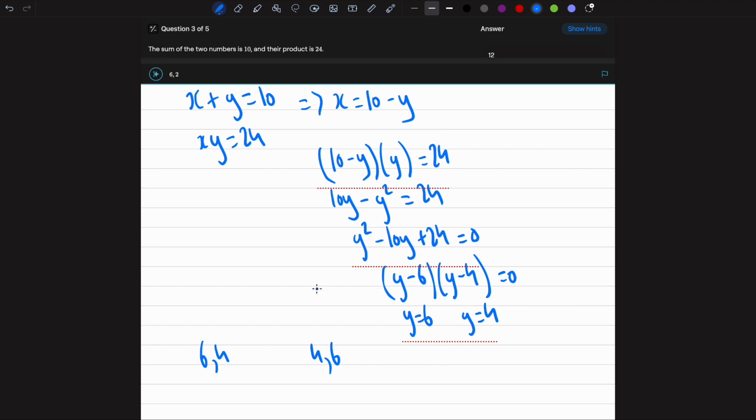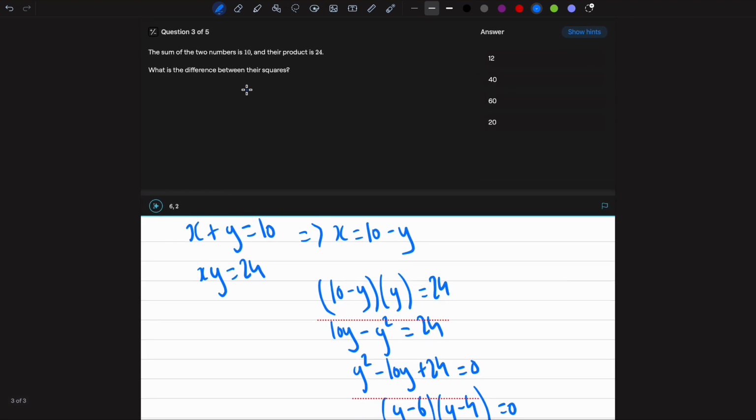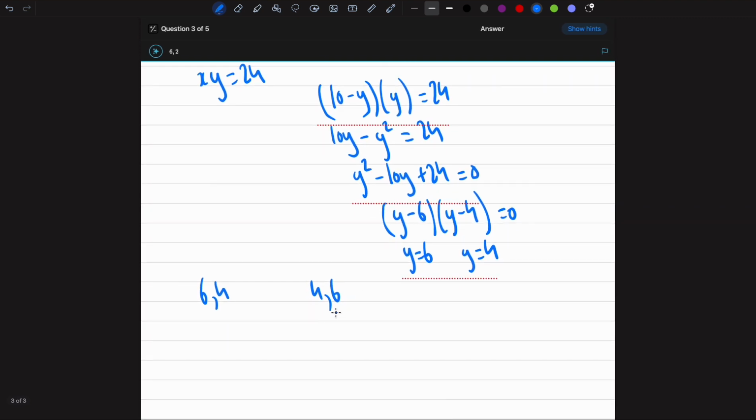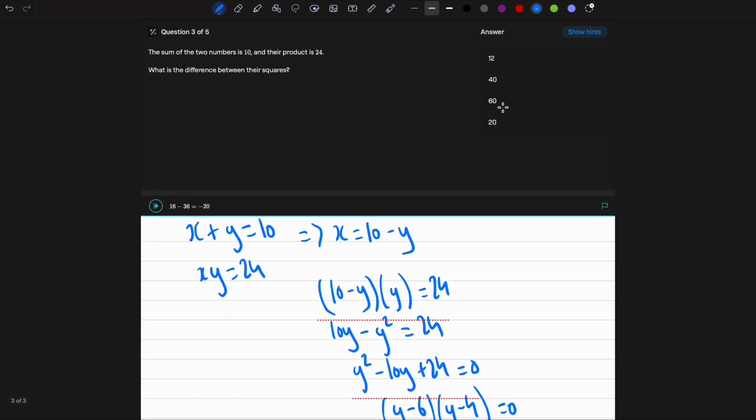It doesn't really matter because what you're going to do is you're going to find the difference between their squares. And when you square two numbers, it becomes positive anyway. So let's square these two numbers. I have 36 minus 16, or I have 16 minus 36. So I'll get 20 here, or I get negative 20 here. So we need to find one of these two answers in our options. And you can see the only option we have is 20. So we'll go with 20. And that's the correct answer.